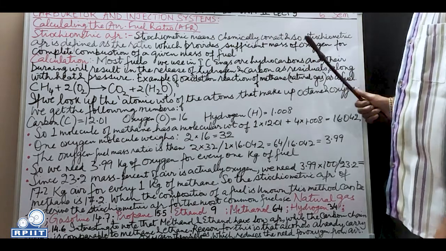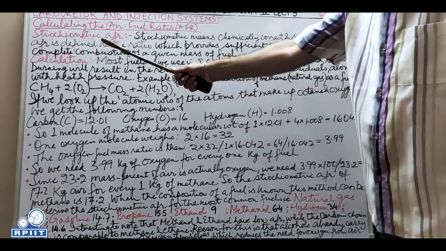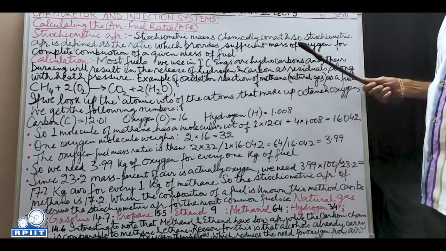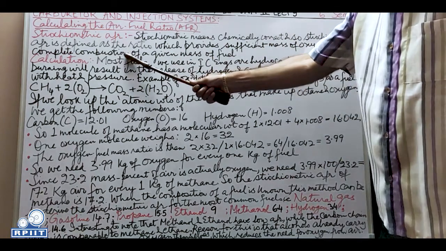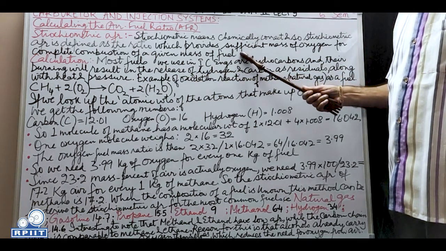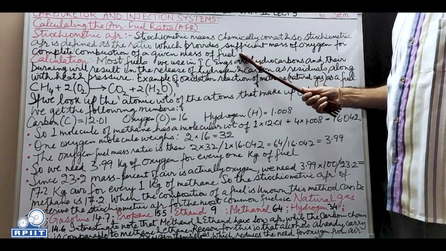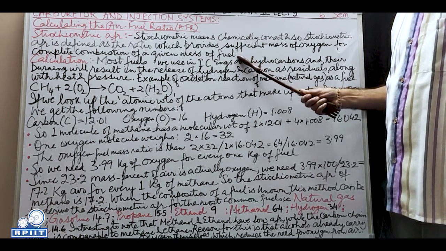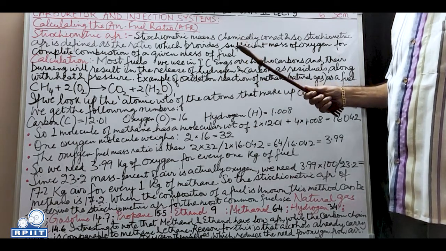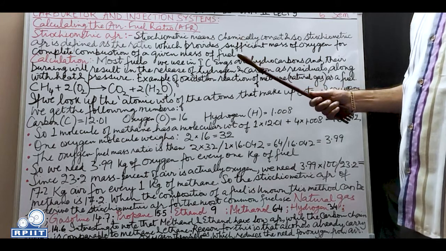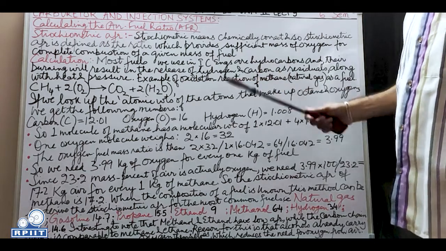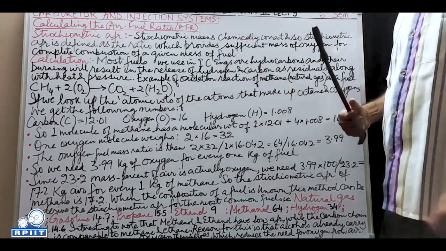And so, stoichiometric AFR is defined as the ratio which provides sufficient mass of oxygen for complete combustion of a given mass of fuel. So, stoichiometric mixture means the complete mass of fuel which is injected is completely burnt, and for that the right amount of air has to be supplied. That is called the stoichiometric AFR. Now the topic is calculating the AFR.